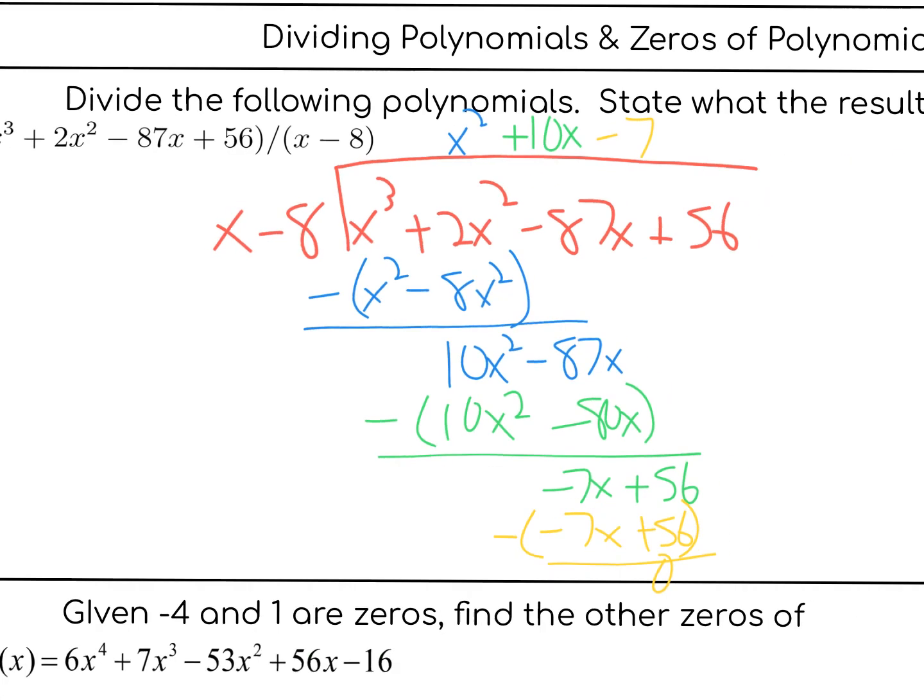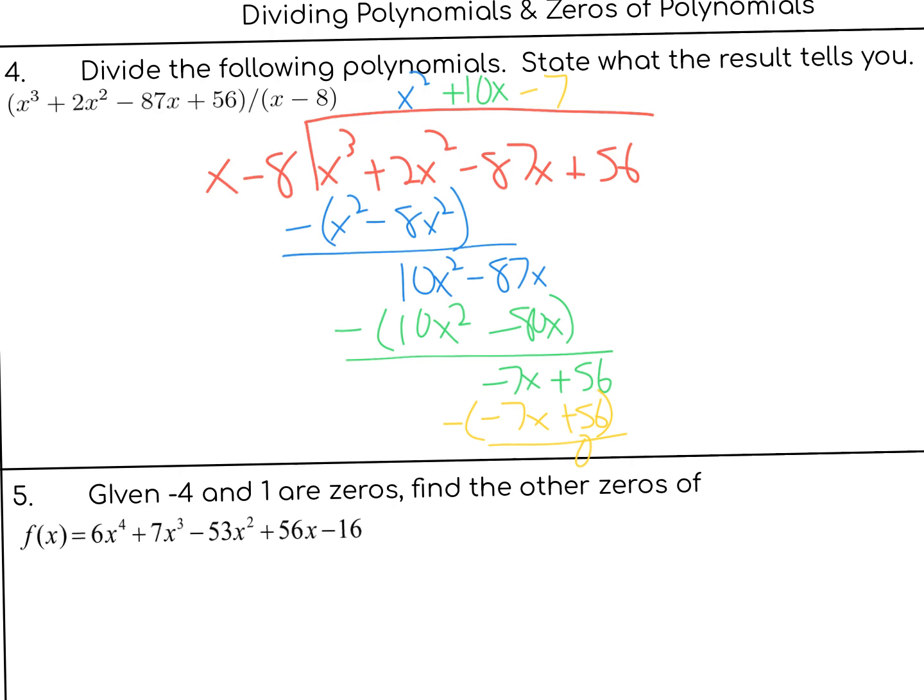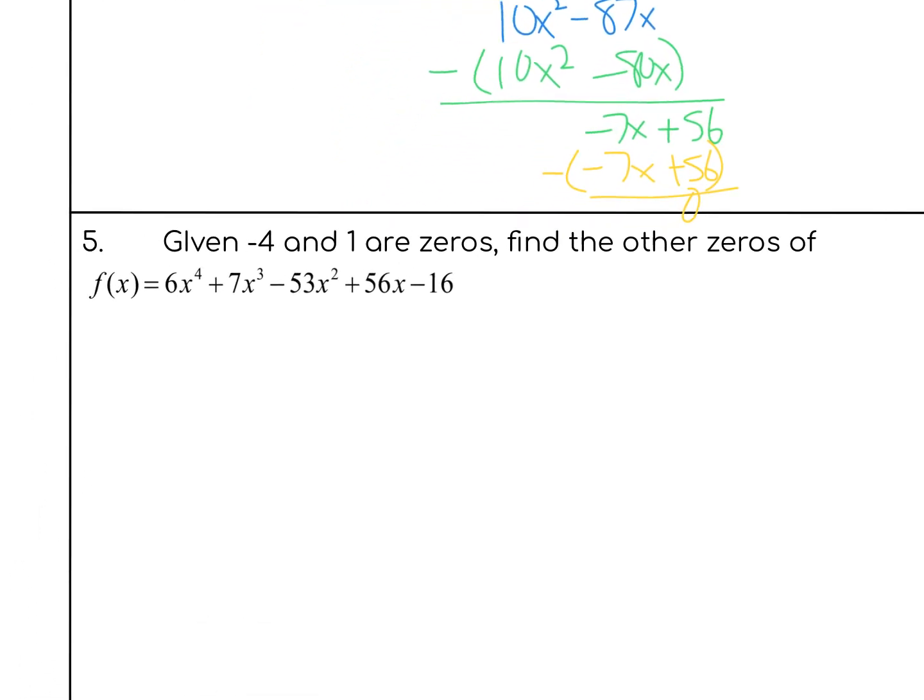It says state what that means. Well, I got a remainder of 0. That means x minus 8 is a factor.